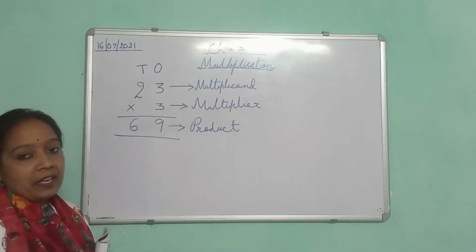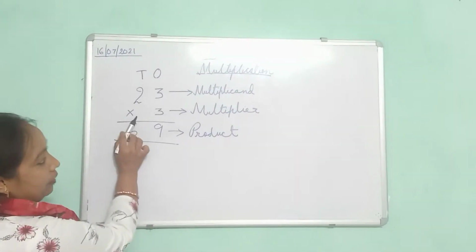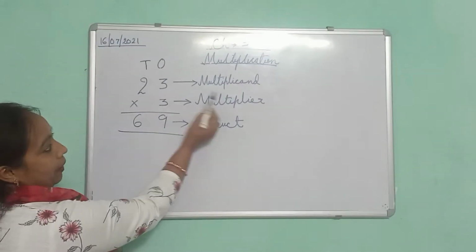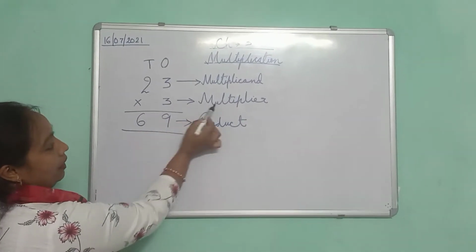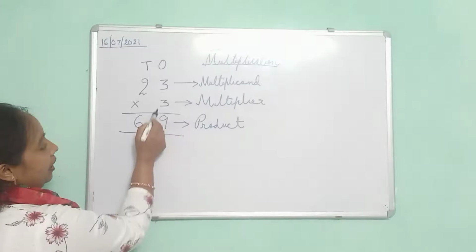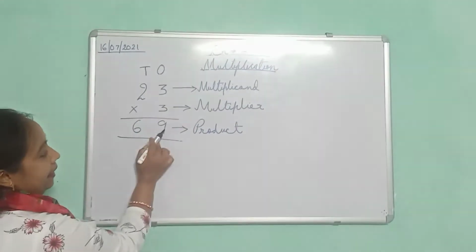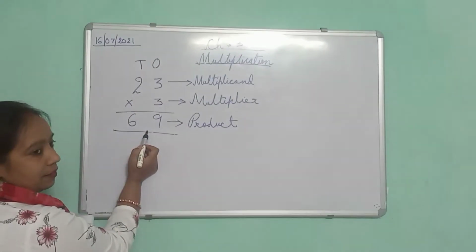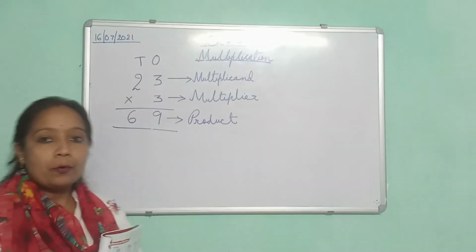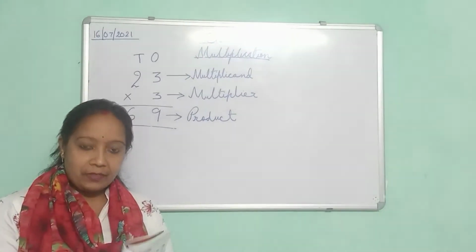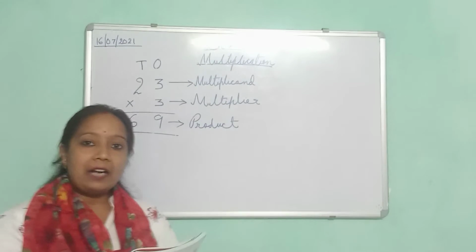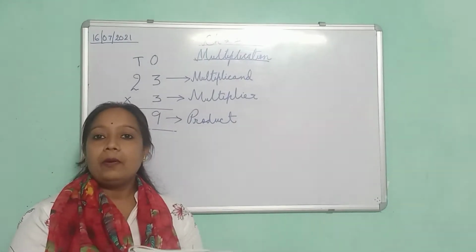So children, here we are multiplying 23 by 3. So this 23 is our multiplicand, 3 is our multiplier, and we are getting the answer: 3 3s are 9 and 3 2s are 6, 69. So this is your product. Clear? Okay children, now let's start with the warm-up exercises, page number 51.